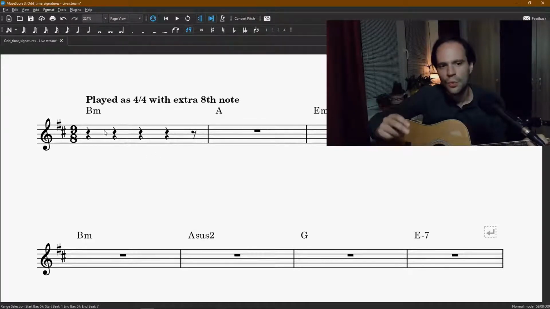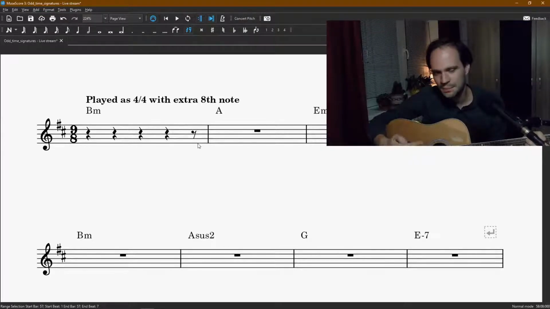So you would have 1, 2, 3, 4, 1, 1, 2, 3, 4, 5, 1. And I prefer to count it like this: 1, 2, 3, 4, 1, 1. So this extra beat, I just call it 1 again, because I find it a bit tiring, especially if you need to count all the way to 9, that would be a bit strange.